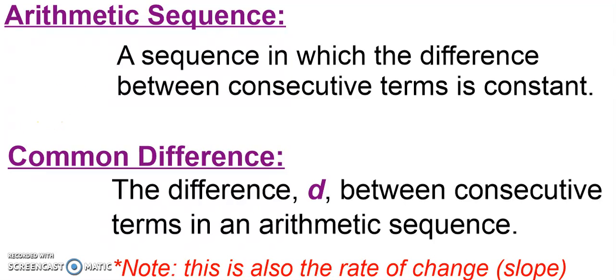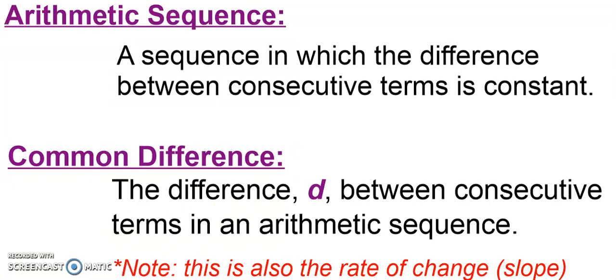Okay, and so those were just sequences in general. Now, an arithmetic sequence is a sequence in which the difference between the consecutive terms is constant. Or in other words, we have this number that we keep adding on to the previous term, and that gets us to the next one.